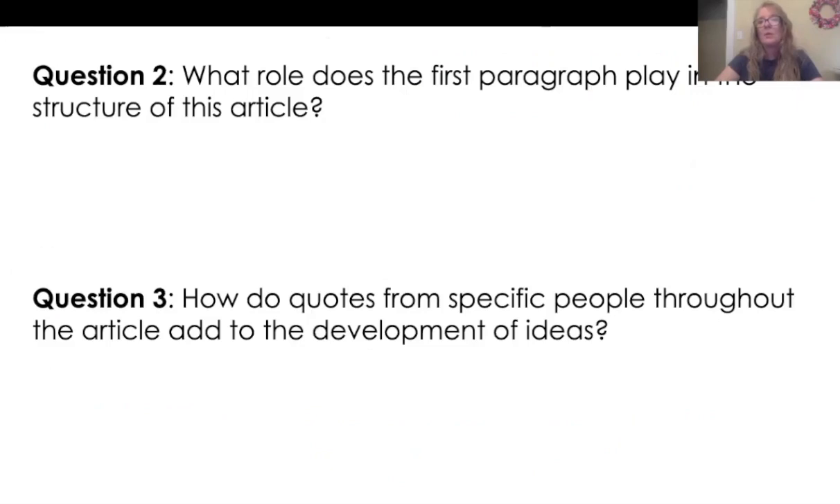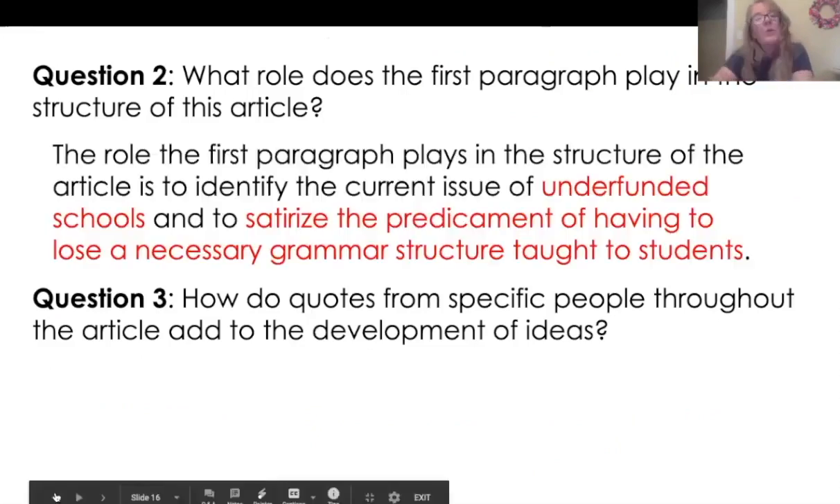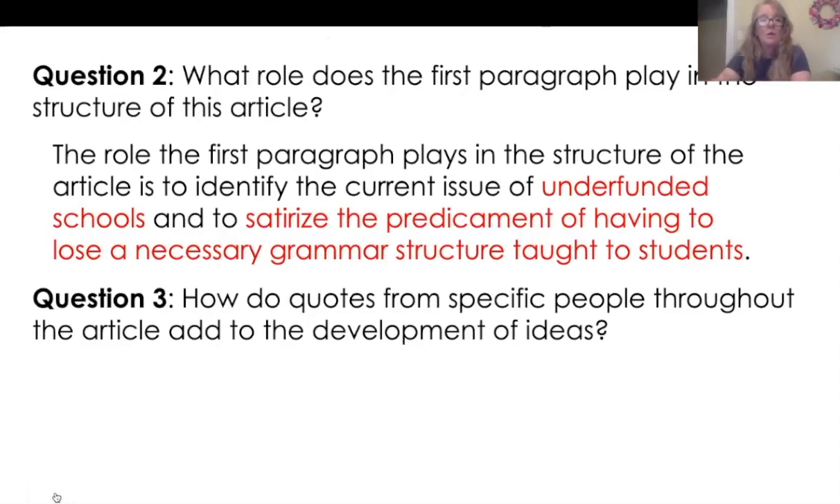Going back to our questions here, you may not be able to see some of those words. What role does the first paragraph play in the structure of this article? And my response was, the role the first paragraph plays in the structure of the article is to identify the current issue of underfunded schools and to satirize the predicament of having to lose a necessary grammar structure taught to students. You'll see in the structure of my response, I've included, and I teach this to my students, to use the question as the beginning of their answer. So that's the part that's in black. And then what's in red is what I found from the text to be able to support my response.